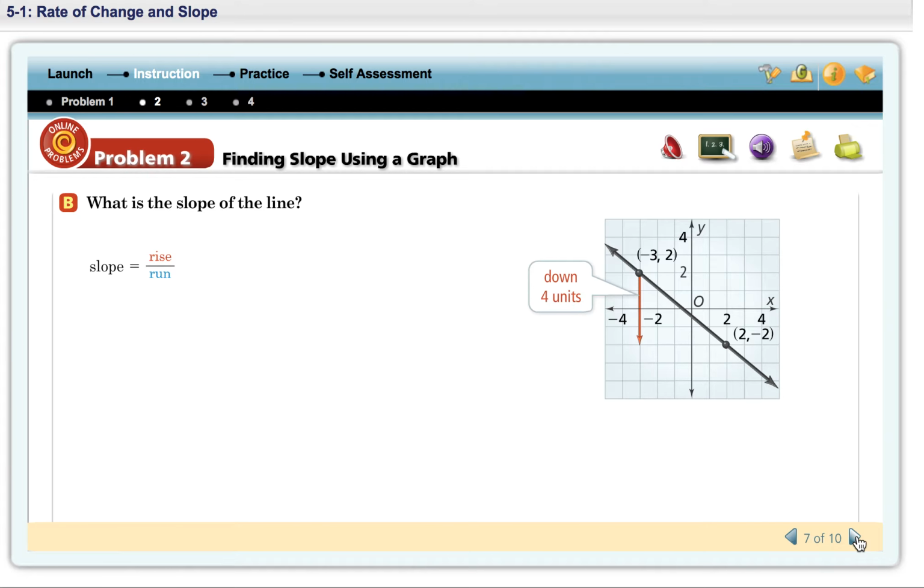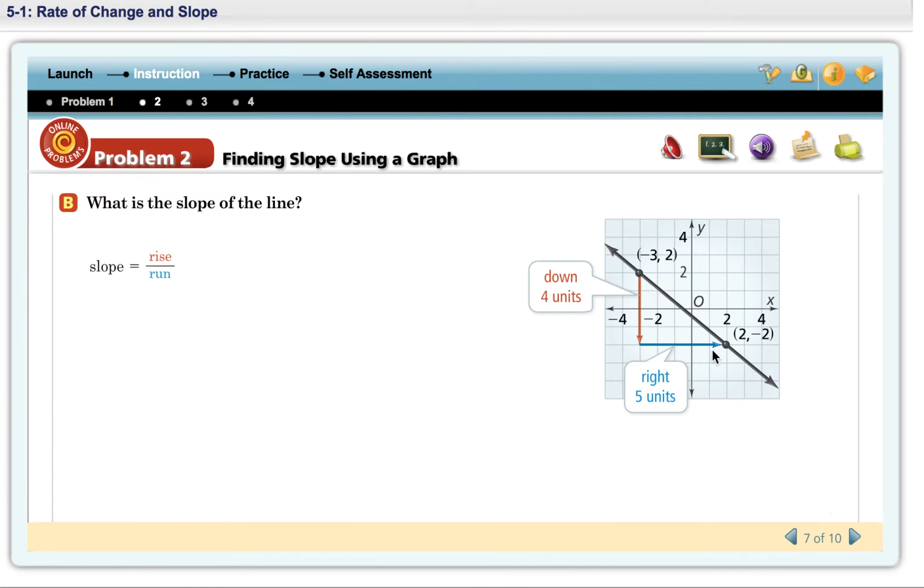The rise of the line is down 4 units. And the run of the line is to the right 5 units. A good question here is, why is this down? Why is it not up in this way? It's because we read these graphs from left to right like we'd read a book. So if we find a point, we want to move this way to the next point. I'll show you, you could also go back the other way too and get the same value.